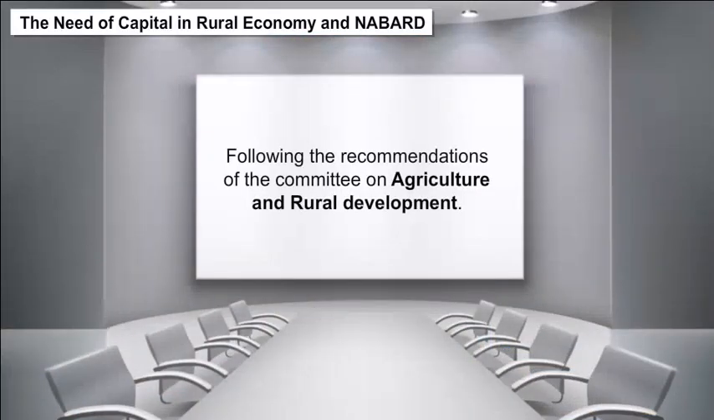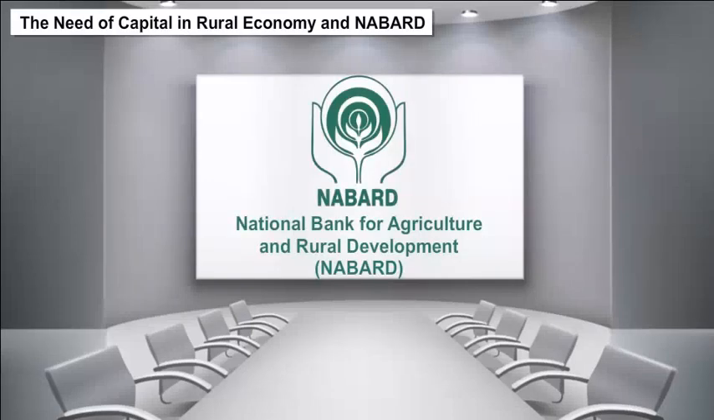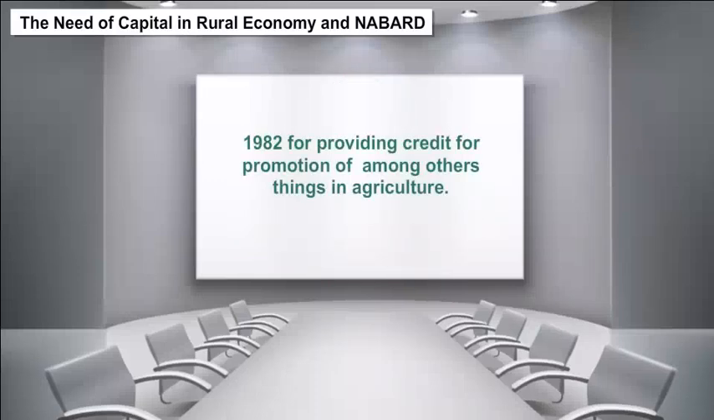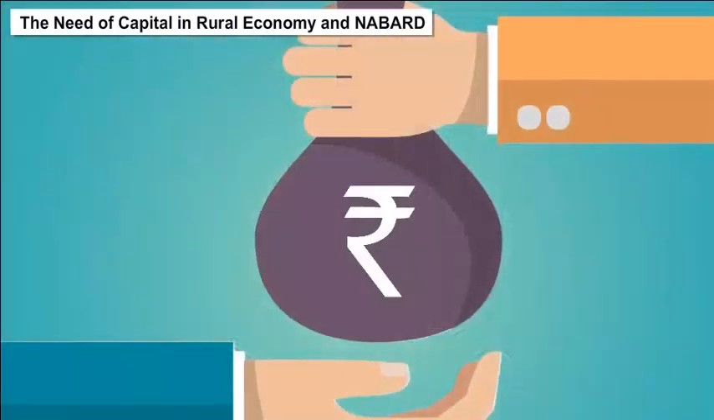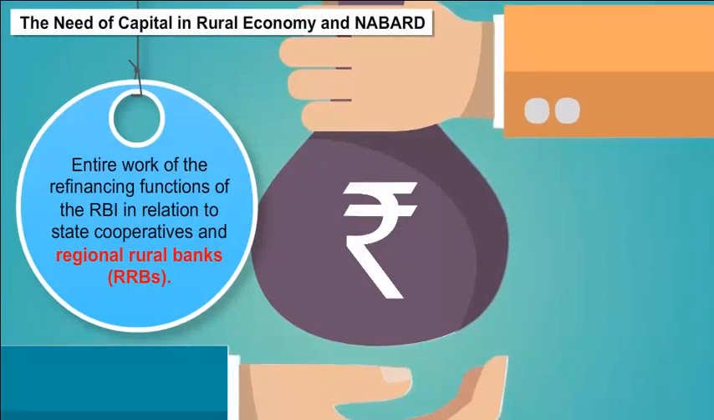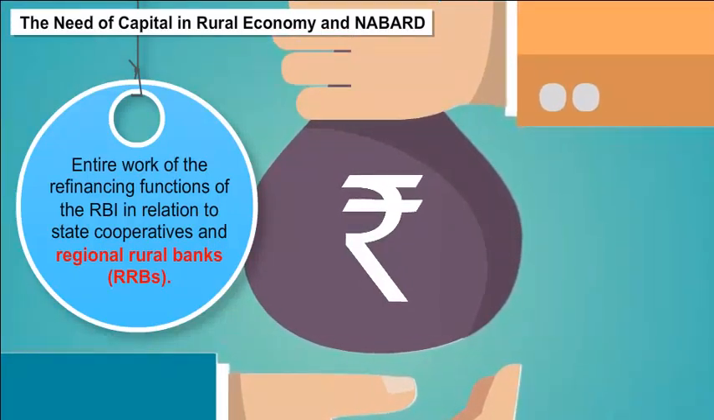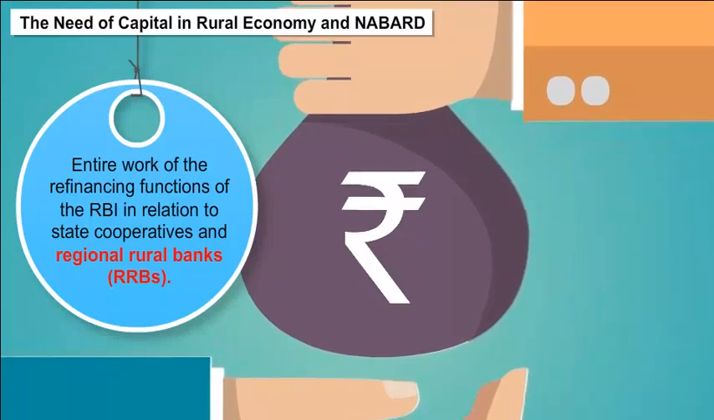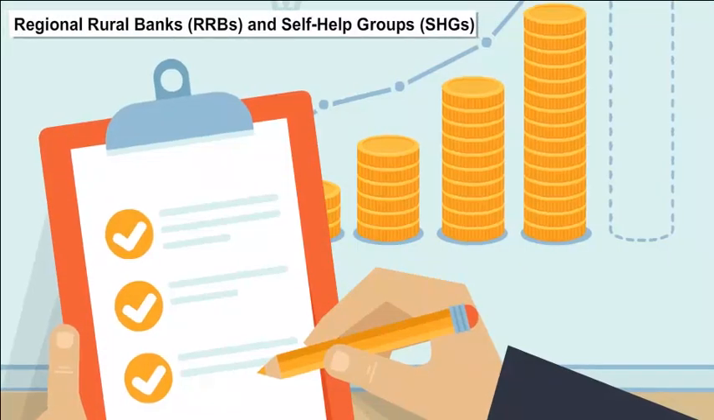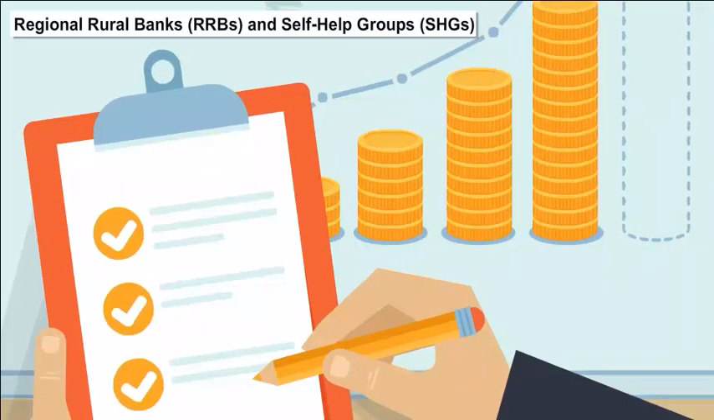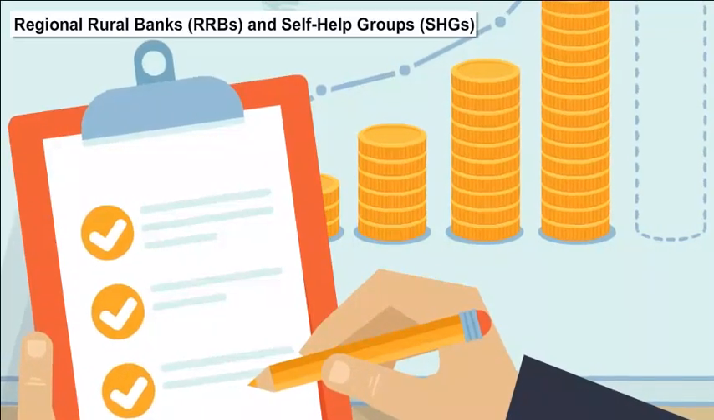Following the recommendations of the Committee on Agriculture and Rural Development, the National Bank for Agriculture and Rural Development (NABARD) was set up in 1982 for providing credit for promotion of, among other things, agriculture. It took over the entire work of the refinancing functions of the RBI in relation to state cooperatives, regional rural banks (RRBs), and self-help groups (SHGs).